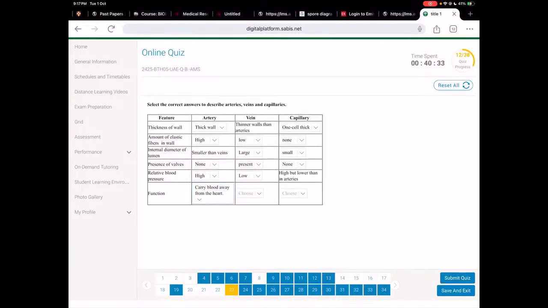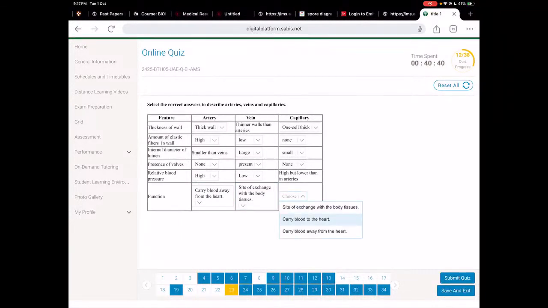Function: carries blood away. Remember, A for artery, A for away from the heart. Veins carry blood to the heart. The site of exchange is the capillaries.